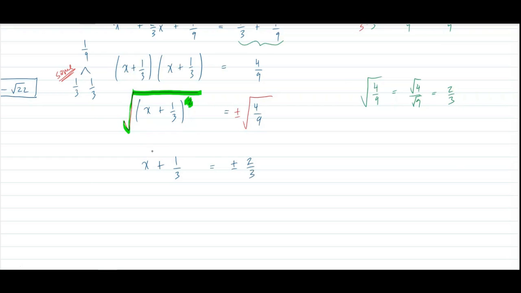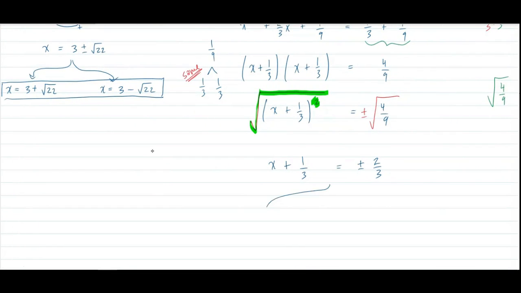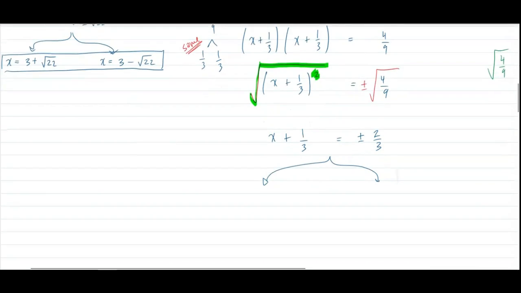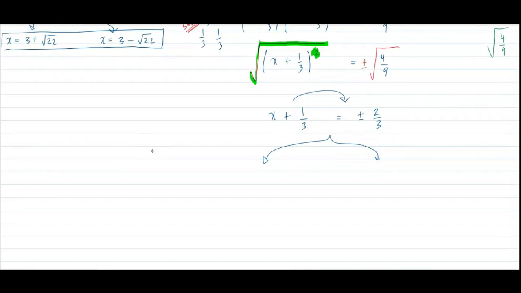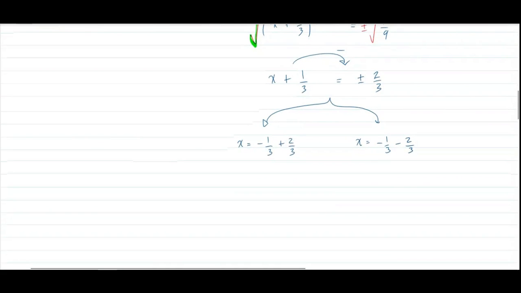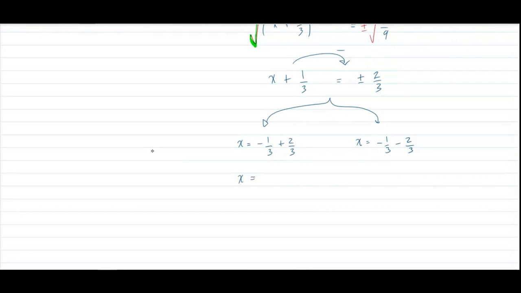Now, similar to the last situation, we're going to solve for those two answers. Bring that 1/3 over to the right side, so it'll become a negative 1/3. So you'll have x is equal to negative 1/3 added to 2/3, and then x is equal to negative 1/3 subtract 2/3. In the first scenario, you'll end up with negative 1 plus 2, which is 1. So the first answer is 1/3, and the second answer is negative 3 over 3, which is a very nice, neat answer: negative 1.